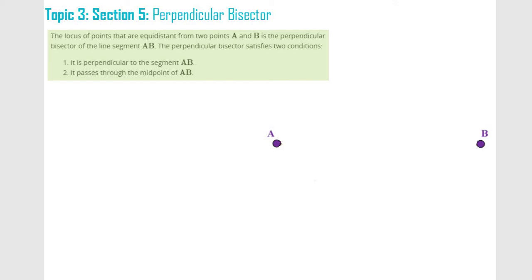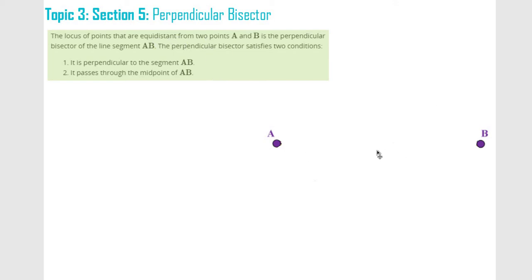Alright, so the actual definition of a perpendicular bisector is the locus of points. Okay, wait, what? Locus of points just means all the points, just a bunch of points, that are equidistant, so equal distance, from 2 points A and B. So we're looking for points that are equidistant to both.